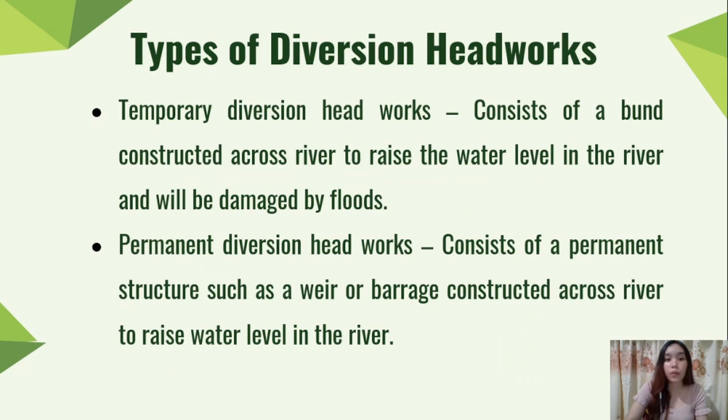Diversion headworks has two types, the first being the temporary diversion headworks. This consists of a bund constructed across the river to raise the water level in the river and will be damaged by floods. It is temporary because it is easily destroyed, especially damaged by floods. The next is the permanent diversion headworks. It consists of a permanent structure such as a weir or barrage constructed across the river to raise water level in the river.